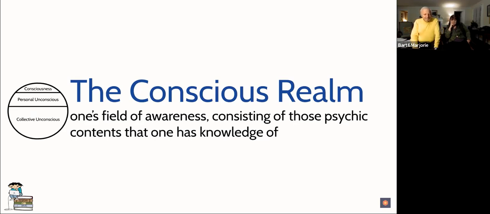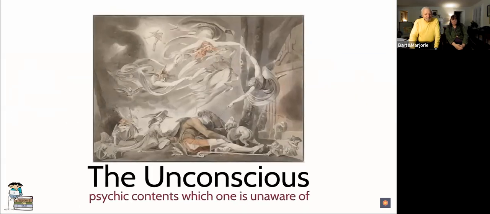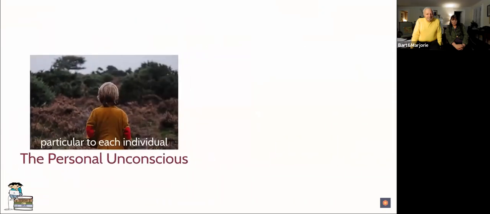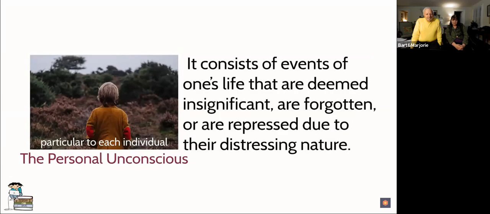The conscious realm of the psyche, while extremely important in its own right, is, according to Jung, dwarfed in scope by the unconscious realm. The unconscious consists of those psychic contents which one is unaware of, and Jung divided it into two main parts, the personal unconscious and the collective unconscious. The personal unconscious, as the name suggests, is particular to each individual. It consists of events of one's life that are deemed insignificant, are forgotten, or are repressed due to their distressing nature.